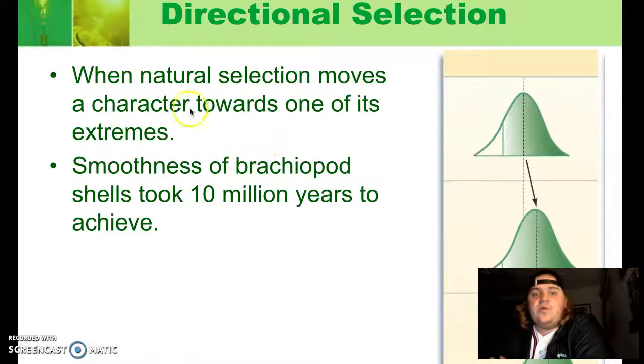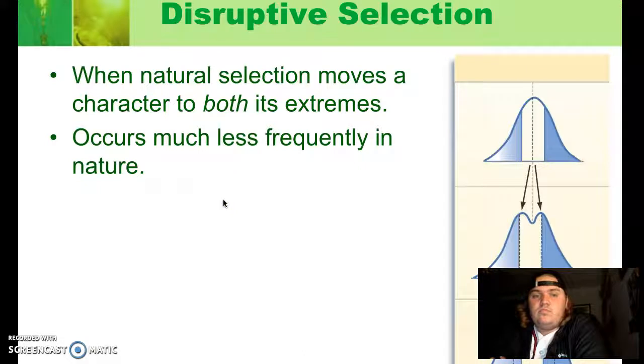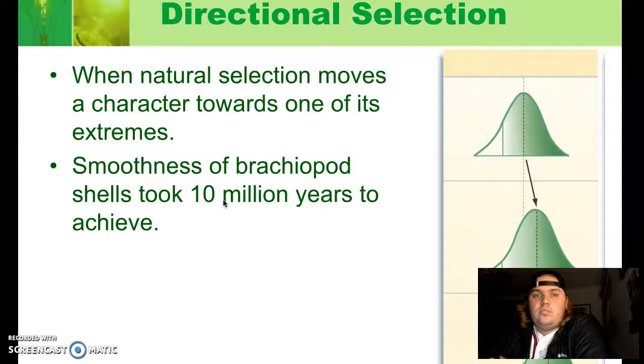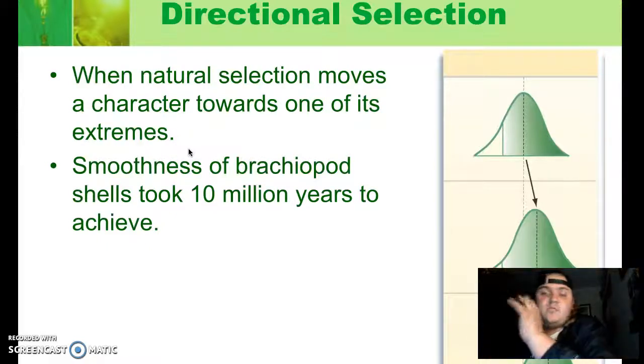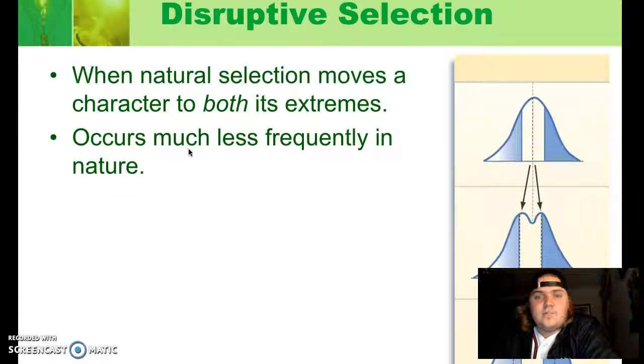Directional selection is when natural selection moves a character towards one of its extremes. That's where natural selection is kind of taking a side, and this smoothest of brachiopod shells took 10 million years to achieve. That's just showing how it's moving in one direction, but it takes a long time to get there. And then the last of natural selection is disruptive selection. It's when natural selection moves a character to both its extremes, where it kind of splits, and it doesn't occur that often.